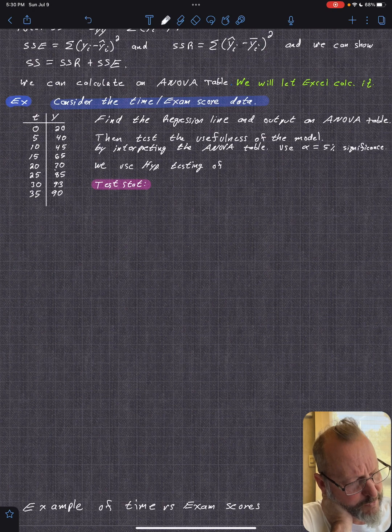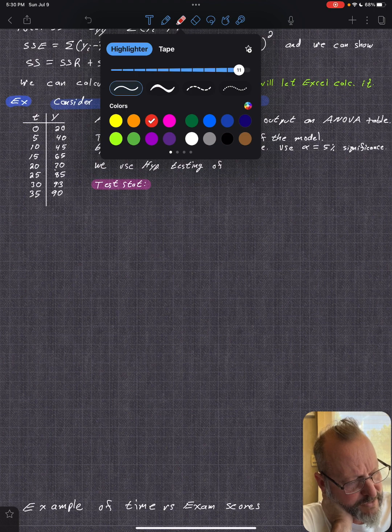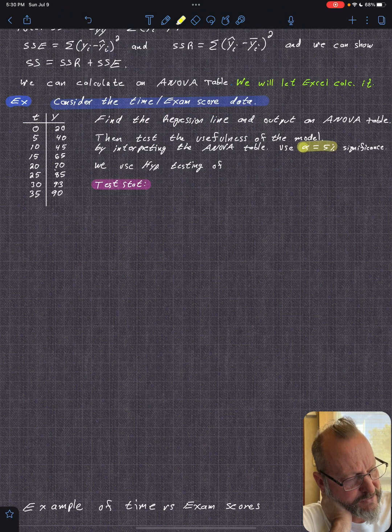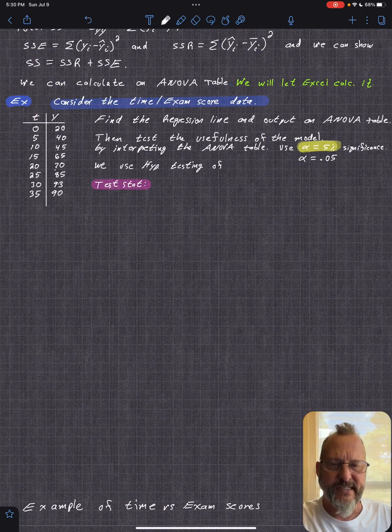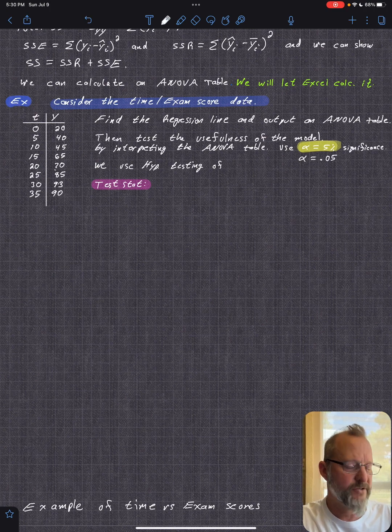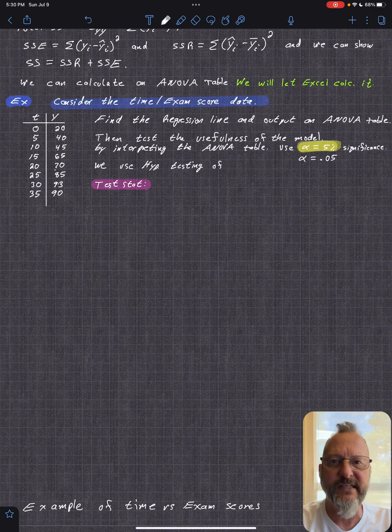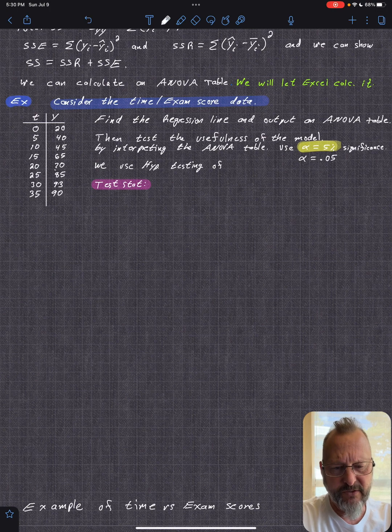By interpreting an ANOVA table at alpha equals, what did I say, 5%, so 0.05, that's pretty typical. 0.05 is your significance level. You always want to ask at what significance you are testing. It will be a lot different depending on what you're looking at. With medical stuff, it has to be a high significance, meaning your alpha is very small. It depends on what you're looking for and what might happen.